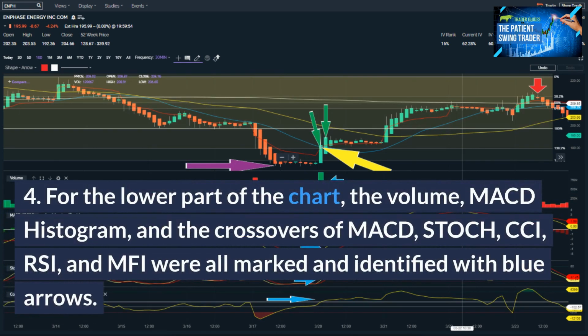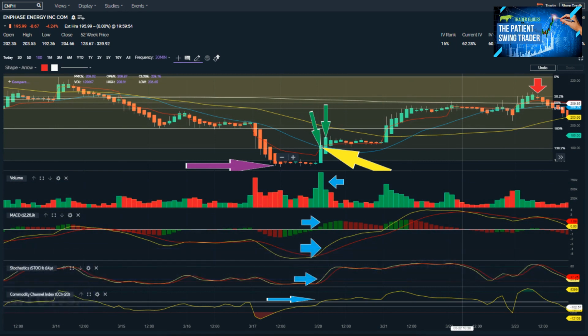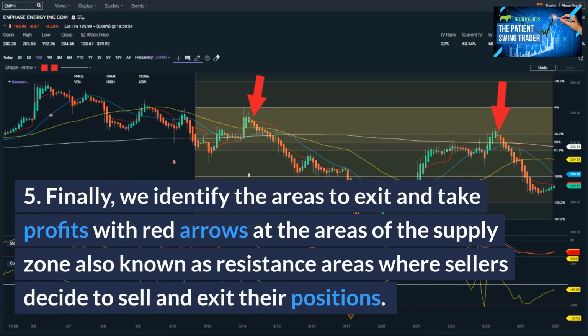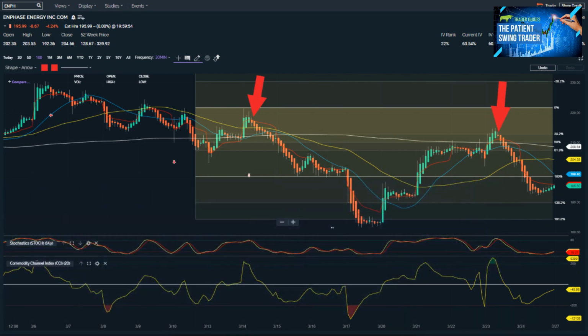4. For the lower part of the chart, the volume, MACD histogram, and the crossovers of MACD, STOCH, CCI, RSI, and MFI were all marked and identified with blue arrows. Finally, we identify the areas to exit and take profits with red arrows at the areas of the supply zone, also known as resistance areas, where sellers decide to sell and exit their positions.